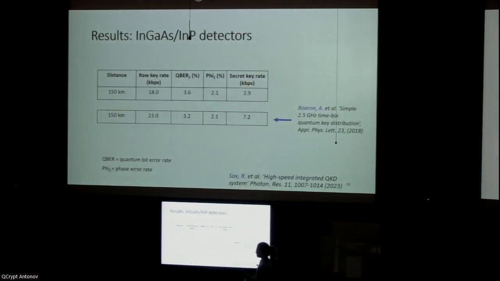For the results, I present here the result that we get from using our SPADs. At a distance of 150 kilometers, we achieve a QBER in Z of around 3.6%, a phase error rate around 2.1%, and a secret key rate of around 2.9 kilobits per second. What's interesting is to compare this result with the results obtained using the same detectors with our fiber-based system that was done in precisely this paper a few years ago. Here we achieve a slightly lower QBER in Z, similar phase error rate, and thus a slightly higher secret key rate.